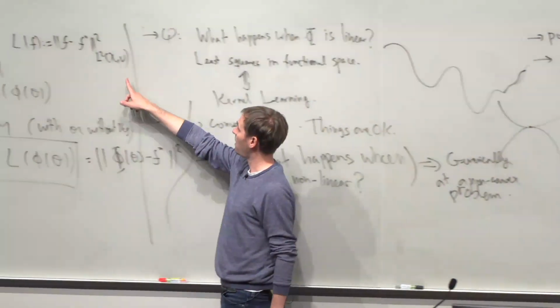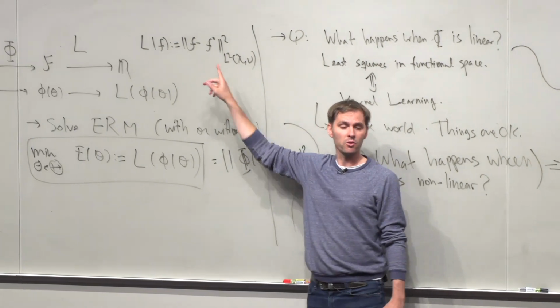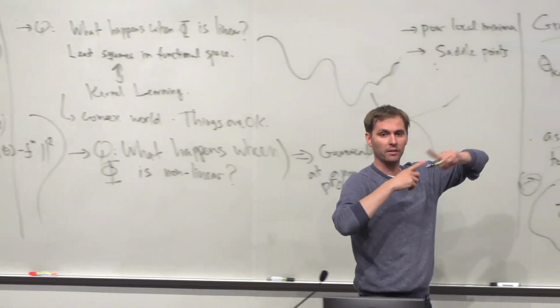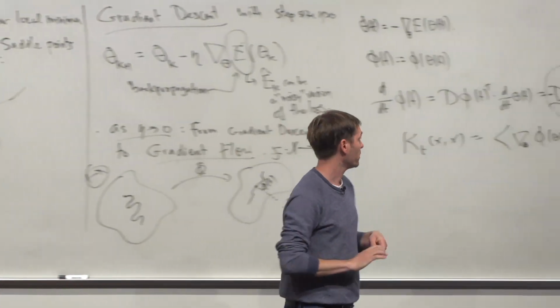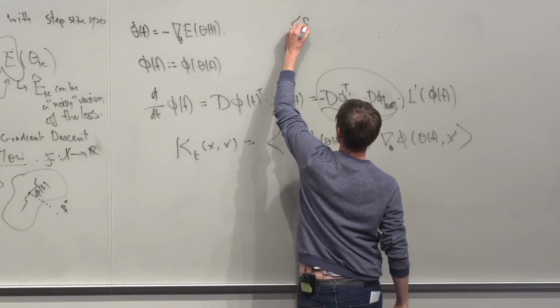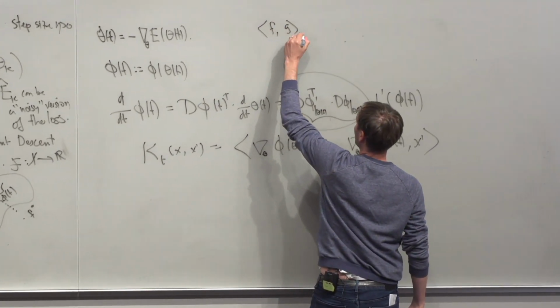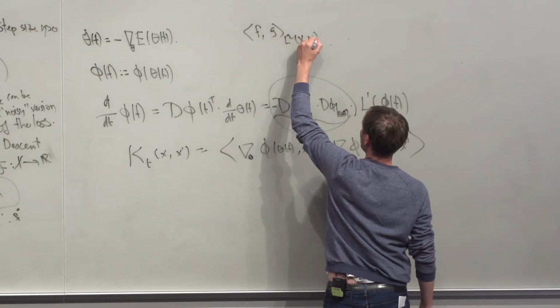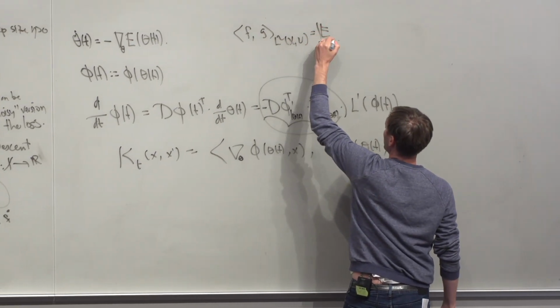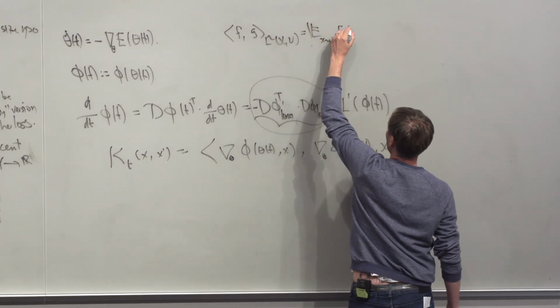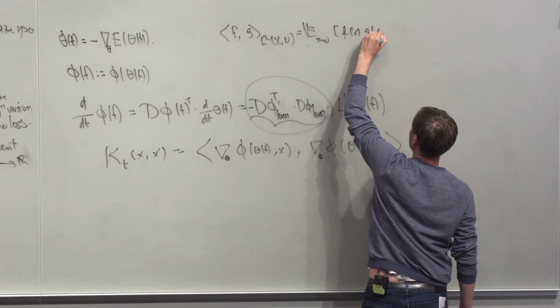No, here I decided to use this metric, right? So basically, I have two functions, and I can define the distance, the dot product, the metric between two functions. That's a good point. In L2, the inner product is the expectation with respect to my data distribution of f of x times g of x.